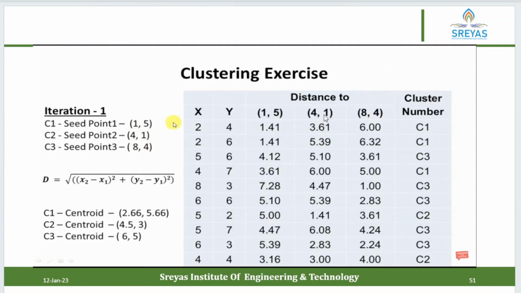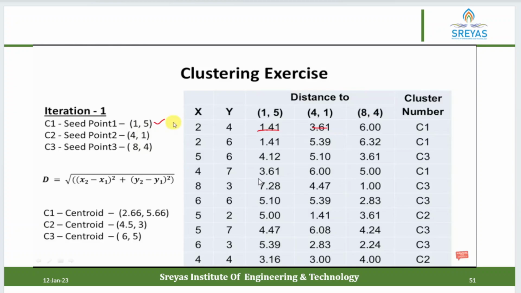Let's see one exercise. In this particular exercise, I have randomly taken (1, 5), (4, 1) and (8, 4) as my cluster seed points. I have taken 3 seed points here, and I have calculated the Euclidean distance. How can the Euclidean distance be calculated? D is equal to the square root of (x2 minus x1) whole square plus (y2 minus y1) whole square. This is my distance measure, and for centroid C1 the distance is 2.66.